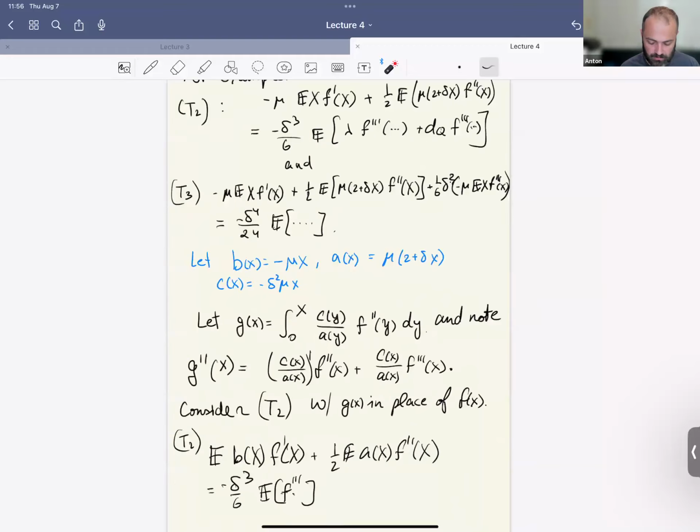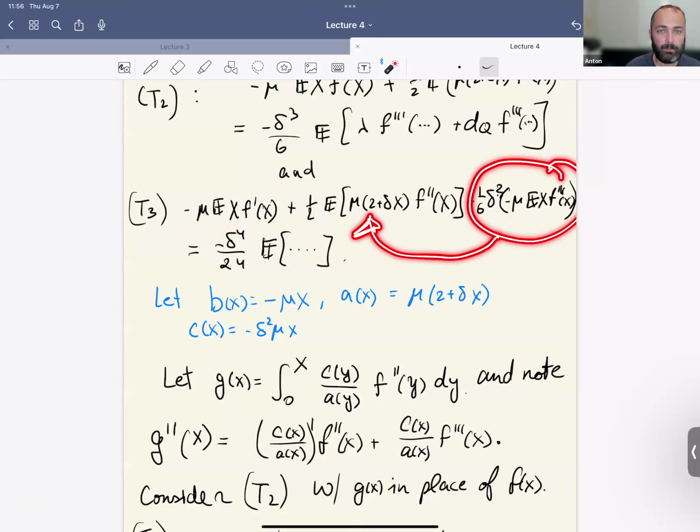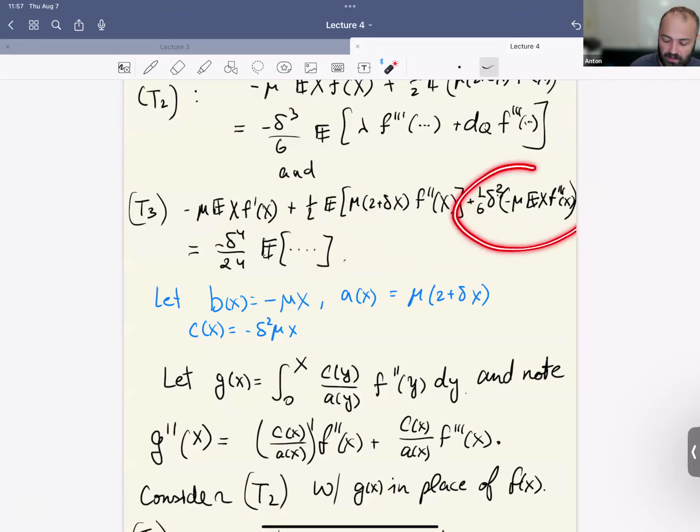Now, why is that important? Let me just show you. Over here in T3, we had b of x f prime, a of x f double prime, c of x f triple prime. And with our funny test function, we've taken this c of x f triple prime and converted it into a term that involves the second derivative plus error. So now basically we're saying I can convert this into a second order term. Then I can use the new diffusion coefficient to capture some of the third order behavior.